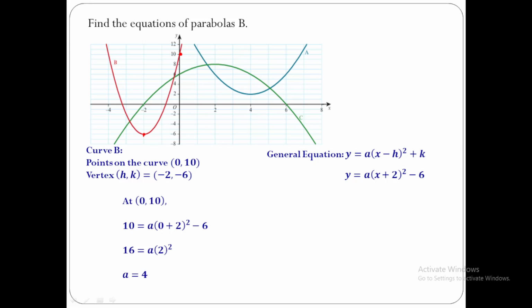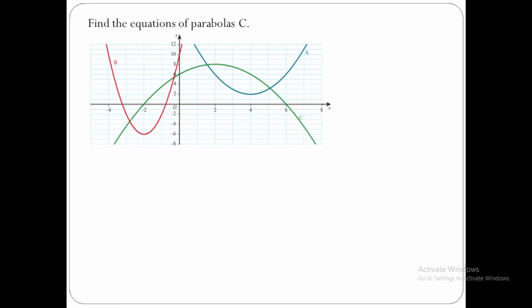10 is equal to a times 0 plus 2 the whole square minus 6. That minus 6 goes that side to make 10 plus 6 as 16, which is equal to a times 2 squared, which is 4. So 16 by 4 is equal to 4. So the value of a is 4, and the equation of the curve B is 4 times x plus 2 the whole square minus 6. That's it. Shall we move on to the parabola C?